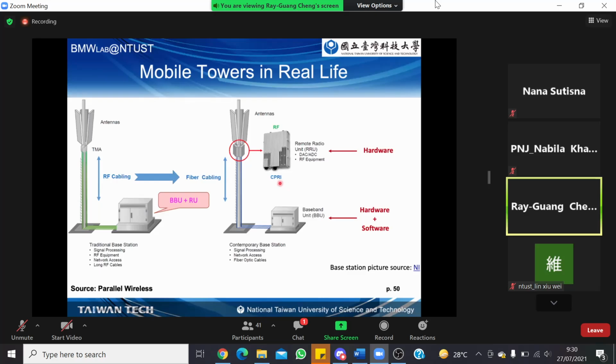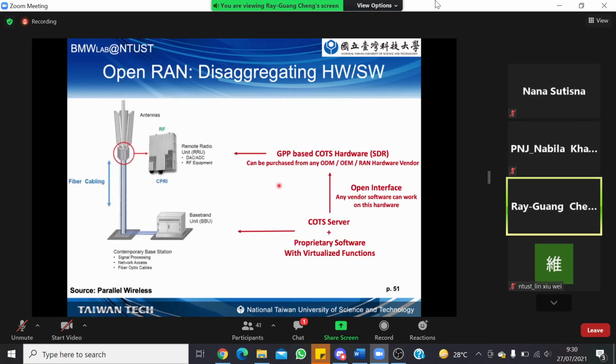You can use the CPRI protocol to transmit, but how do you map your symbol to CPRI? Actually, it's not well defined. Actually, it's proprietary. It's vendor specific.